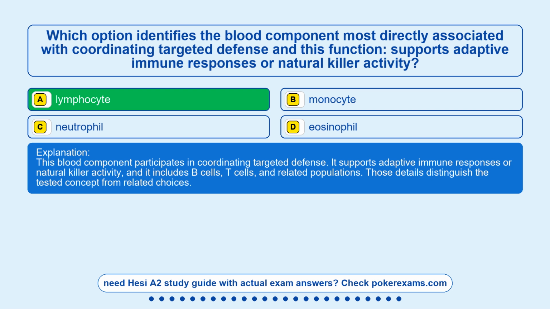This blood component participates in coordinating targeted defense. It supports adaptive immune responses or natural killer activity, and it includes B cells, T cells, and related populations. Those details distinguish the tested concept from related choices.